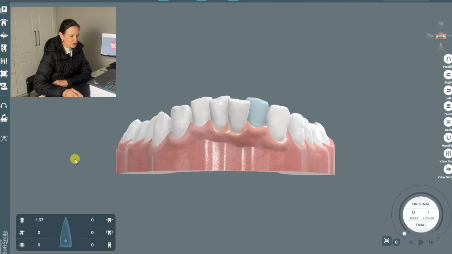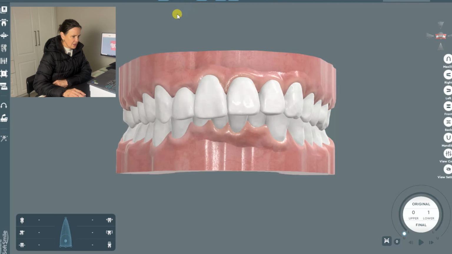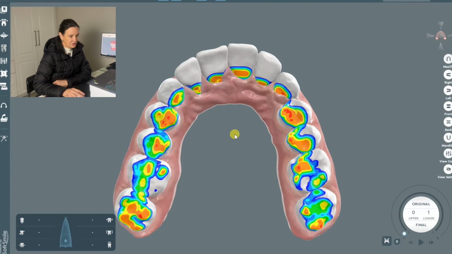I'm just going to take those teeth back there. What is important to understand as well is if you move the teeth and you take them to a new position, you don't want to create instability. This patient currently has got a stable occlusion.